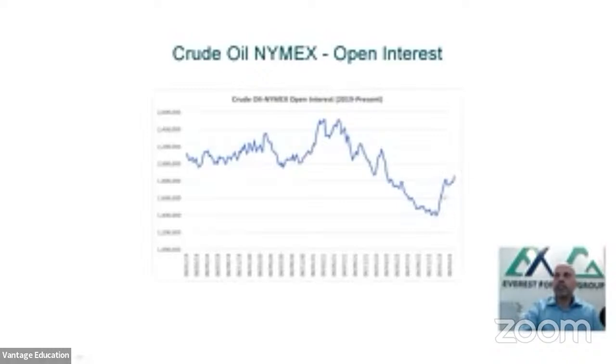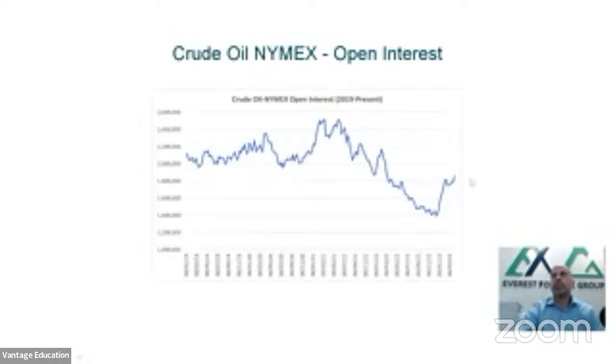As you can see, for most of 2022 there was very little interest in this contract. But since the start of the year, open interest has picked up and has actually breached 1.8 million contracts, right? So what this means is we are seeing a lot of interest in the futures market for WTI oil. When we have more interest in oil, very likely we're going to see more activity and more moves in oil.